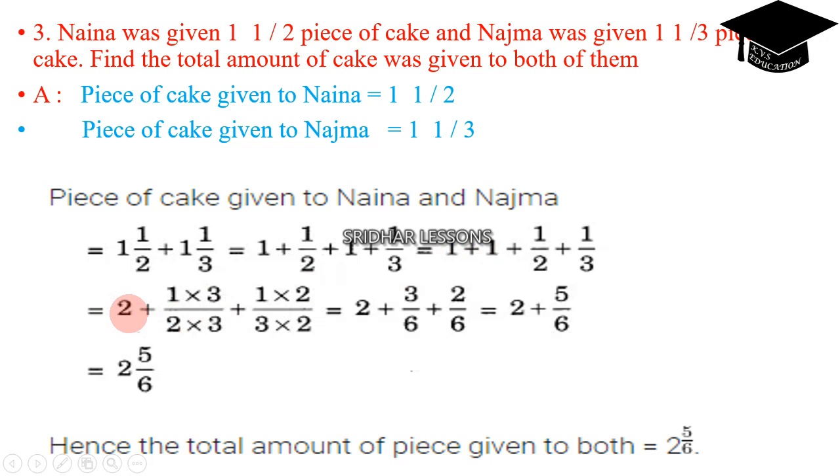To make the denominator common, we can multiply this 1 by 2 with 3 by 3 and this 1 by 3 with 2 by 2. So that we have the common denominator as 3 by 6 plus 2 by 6. So 2 plus 5 by 6, this is 2 into 5 by 6. The total amount of the piece given to both is 2 into 5 by 6. Okay?